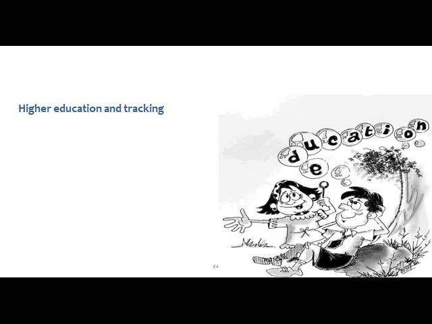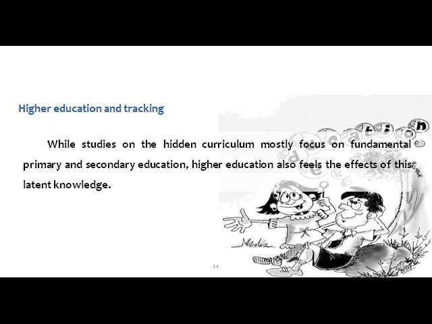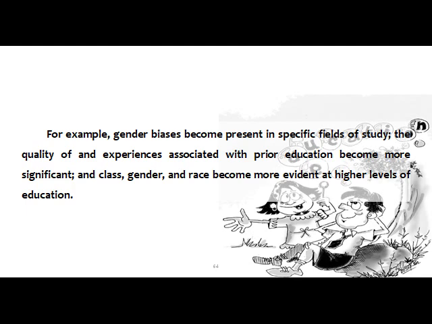Higher education and tracking. While studies on the hidden curriculum mostly focus on fundamental primary and secondary education, higher education also feels the effects of this latent knowledge. For example, gender biases become present in specific fields of study. The quality of and experiences associated with prior education become more significant. And class, gender, and race become more evident at higher levels of education.